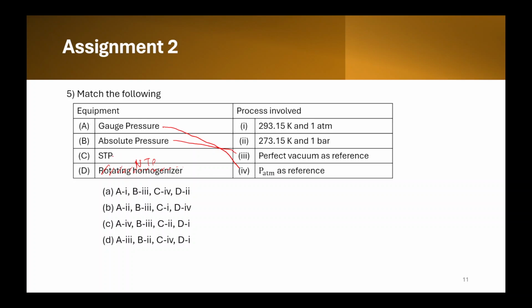And for STP, it will be 273.15 Kelvin and 1 bar. So the standard temperature and pressure conditions are 273.15 Kelvin or 0 degrees Celsius and 1 bar. And for normal temperature and pressure, it is 20 degrees Celsius or 293.15 Kelvin and 1 atmosphere. So the correct option for this will be 1. The correct answer here will be A4, B3, C2 and D1. So C option.